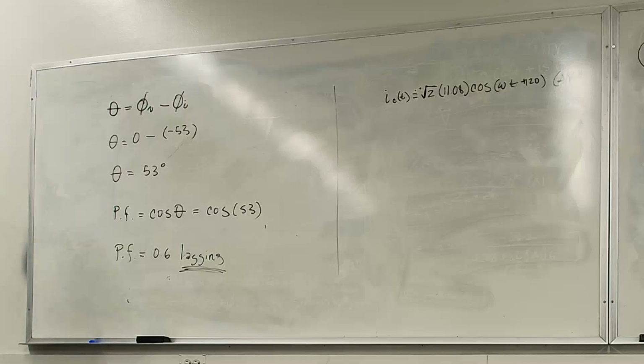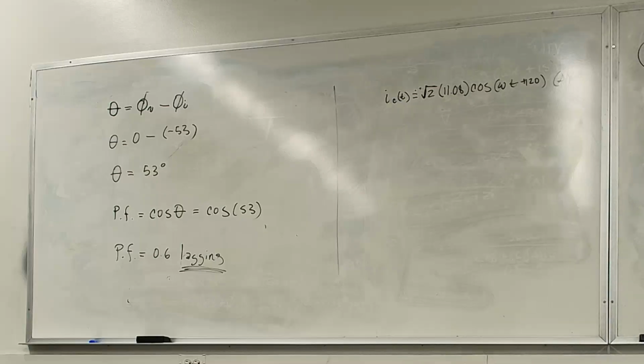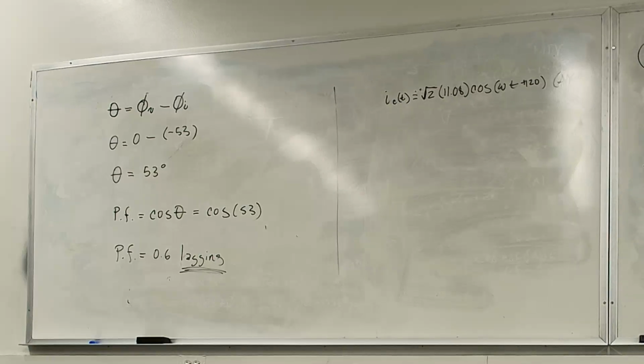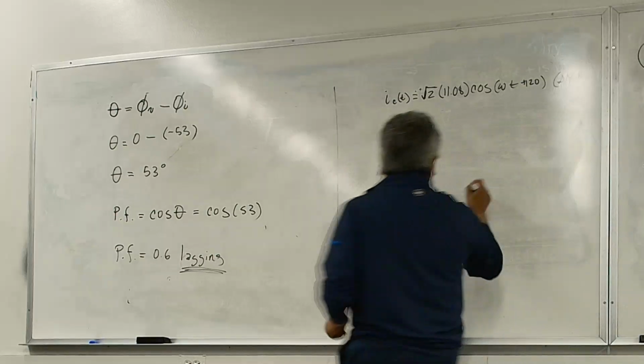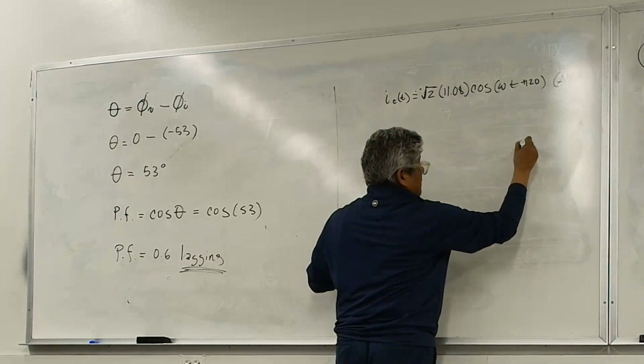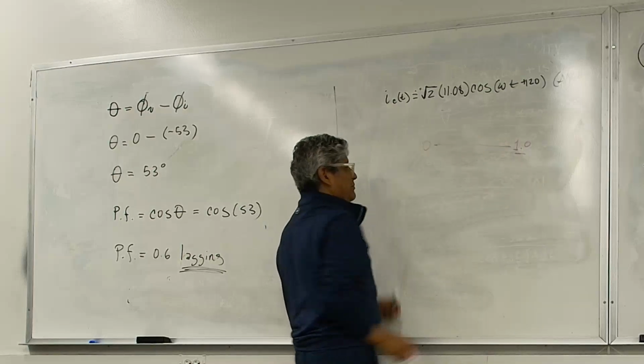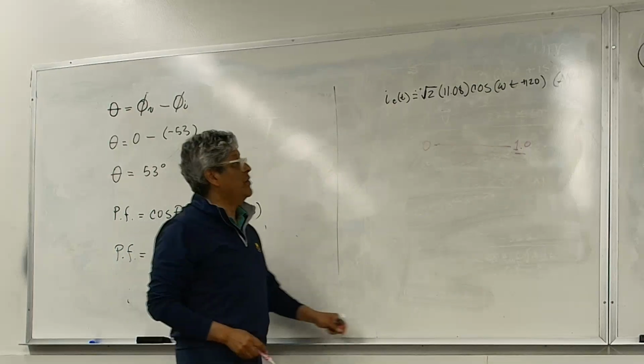Professor, what determines a good power factor versus a bad one? Because 0.6 seems pretty close to 1. Why wouldn't that be considered good? So remember that the maximum power factor you can have is what, everybody? 1. Unity, right? It cannot be greater than that. And then you go down to 0.